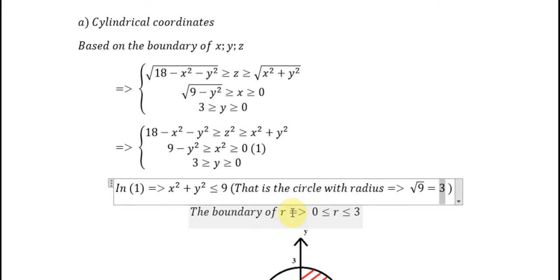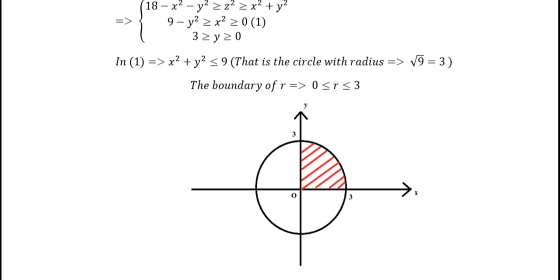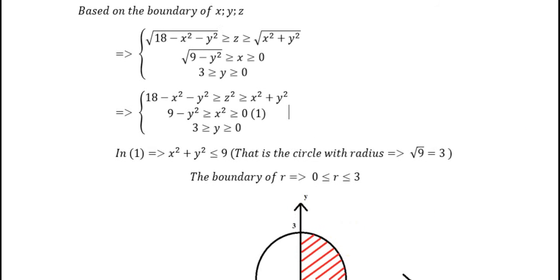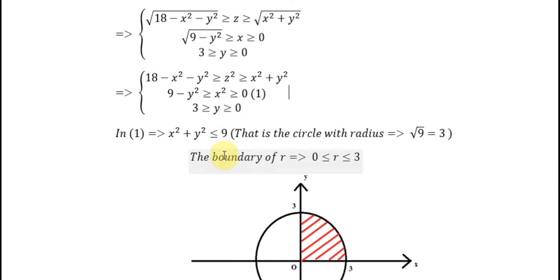So we can find the boundary of r. R is the radius, and the radius here is between 0 and 3. On the next one, I draw the diagram to illustrate. In this diagram you can see that y is between 0 and 3. This is the boundary of y, from 0 to 3. The boundary of x is between 0 and the square root of 9 minus y^2.